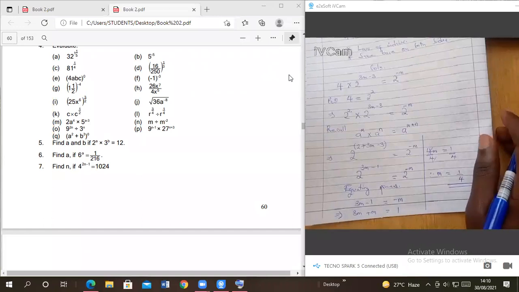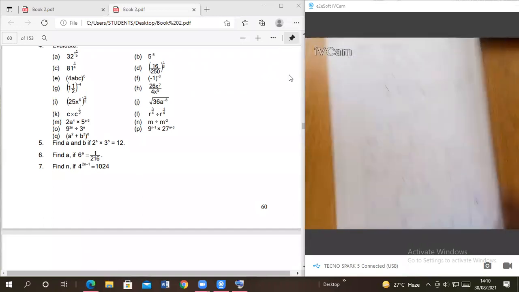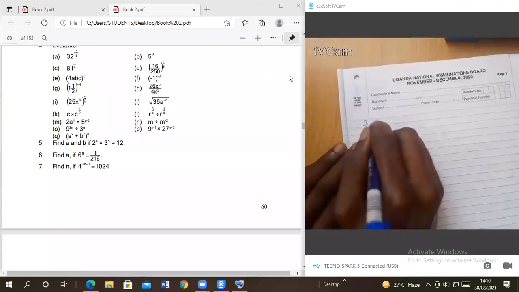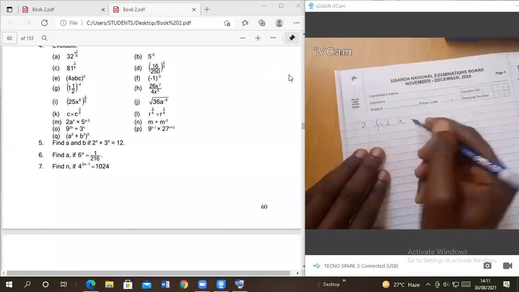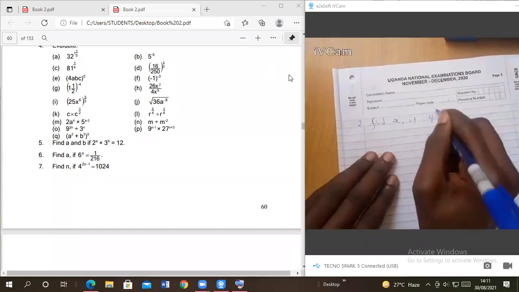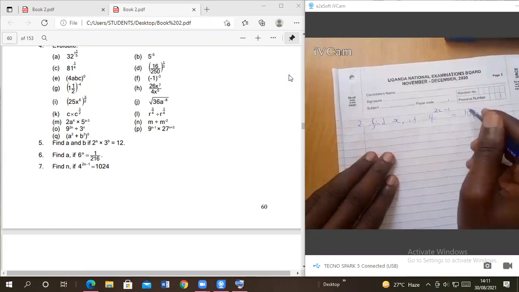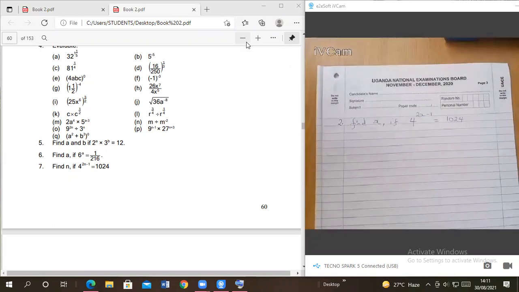Let's add one more, and then we go and look at what we prepared for today. Number two. Find x if 4 to the power 2x minus 1 is equals to 1024.